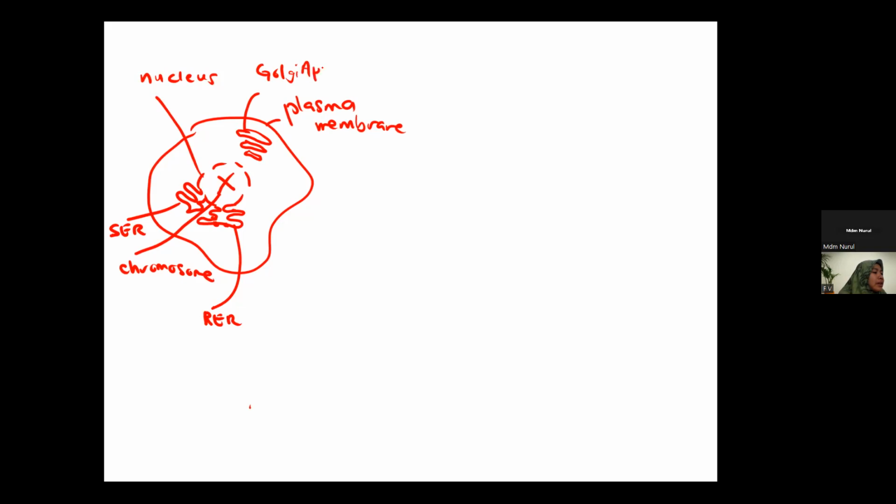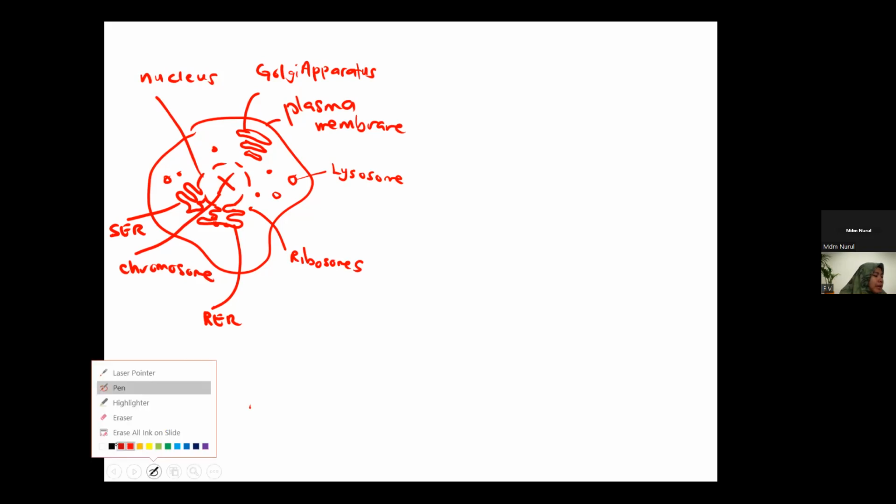Golgi apparatus. And we do have the very tiny ones. This is ribosome. And the slightly bigger round ones, what is this? Lysosome, very good. If you can recap this kind of picture, that is good enough, meaning you can identify the structures. Now, what I am going to focus on is the plasma membrane.